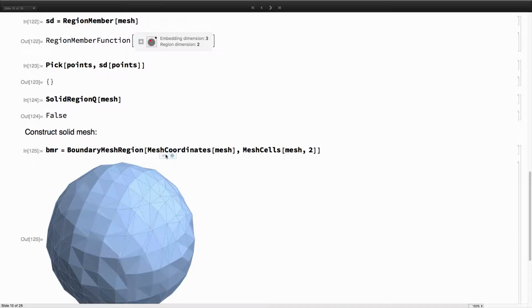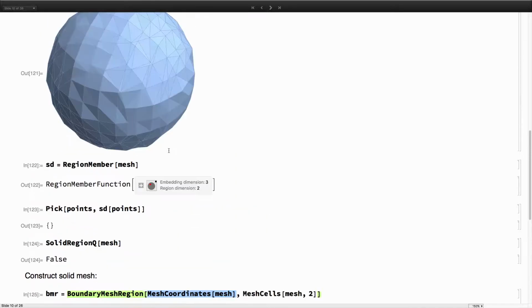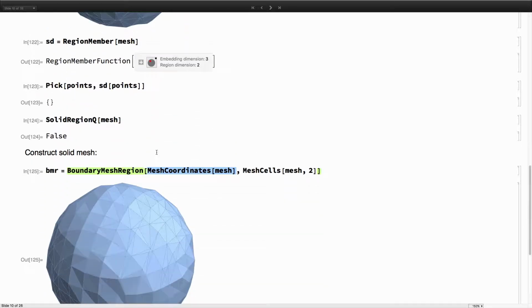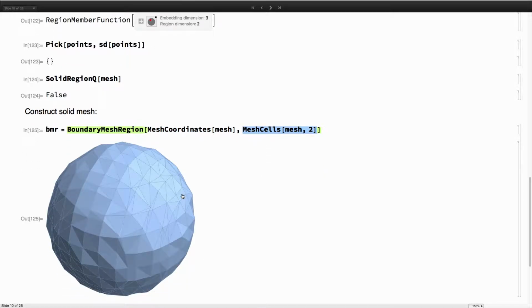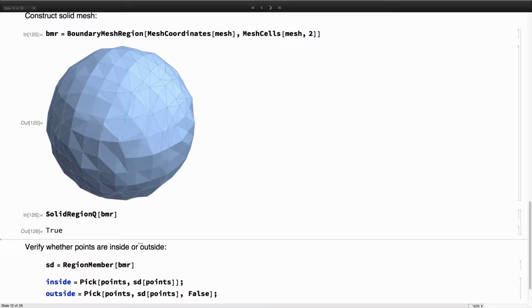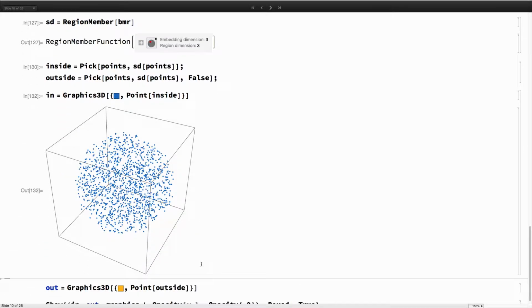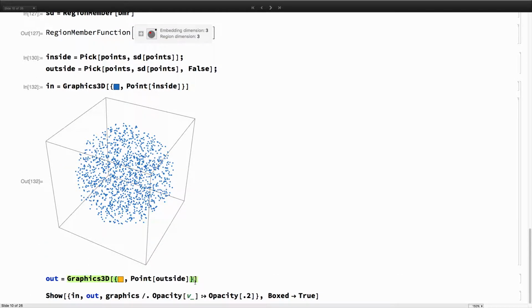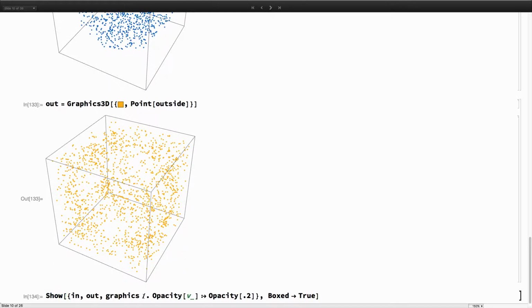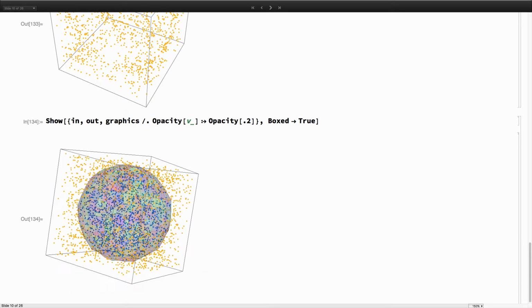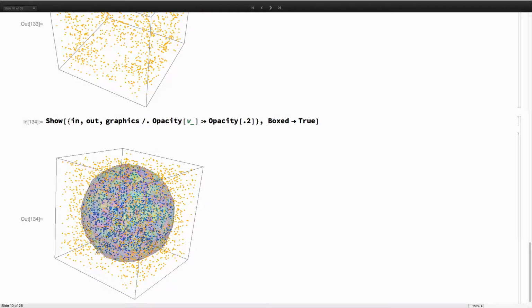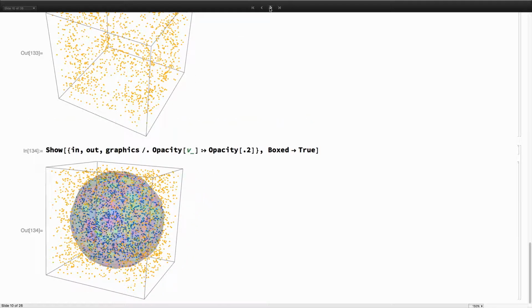So here, I just get the coordinates of this sphere and use the boundary as a boundary mesh region. Now we've got the solid object, so we can now verify points inside. So here's the inside and outside. You see this is a point inside, and here's the outside. Combining them, you can see RegionMember correctly specifies outside and inside.